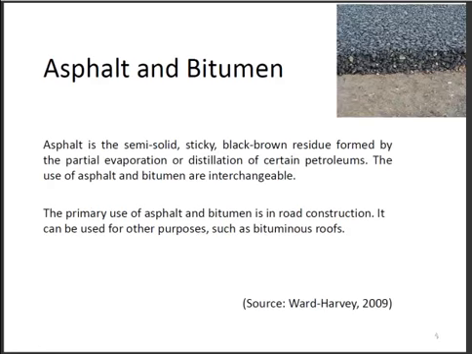The first type of chemical-based product we're going to talk about today is asphalt and bitumen. Asphalt is a semi-solid, sticky, black-brown residue formed by the partial evaporation of certain petrols. Sometimes the terms asphalt and bitumen are interchangeable. The primary use of asphalt and bitumen is in road construction, and I believe we have all seen the use of asphalt and bitumen in road renovation. It can be used for other purposes such as bituminous roofs.